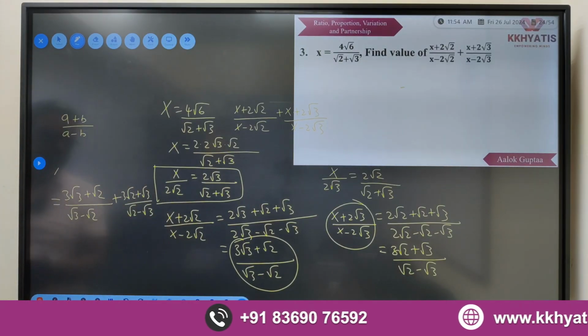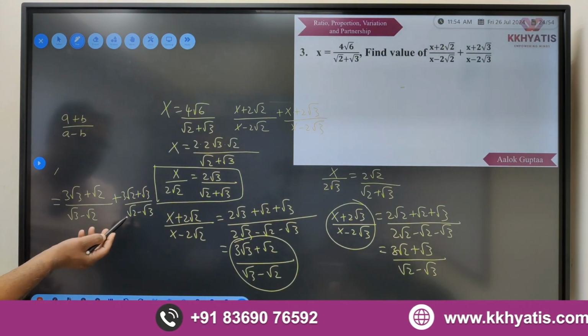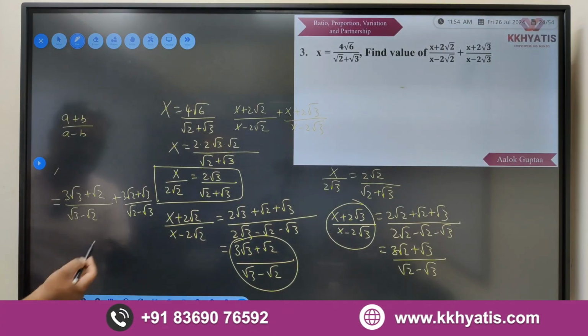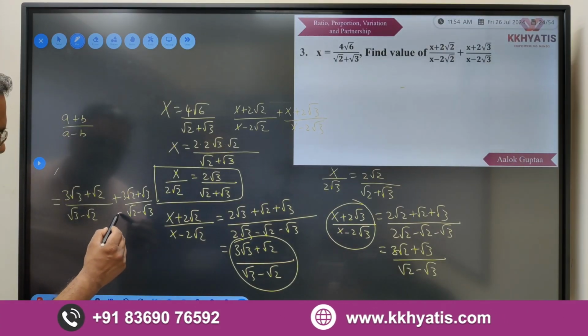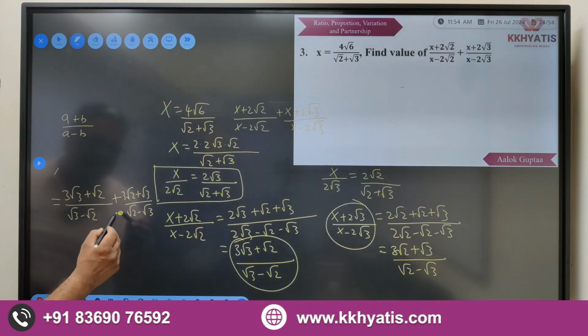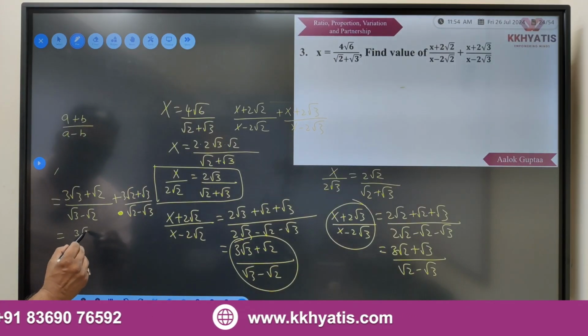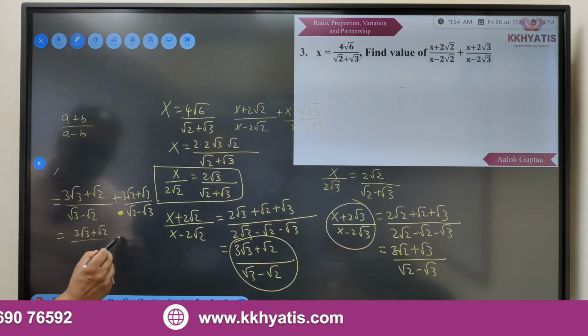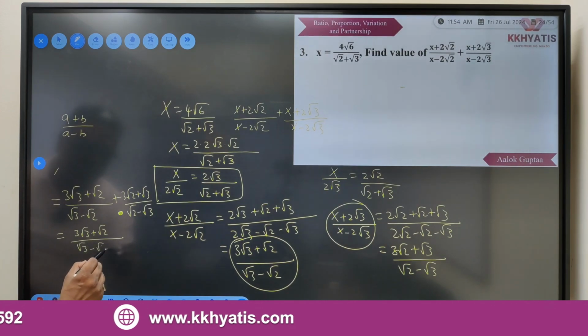Correct? So here I have root 3 minus root 2, I have root 2 minus root 3. So I will make them same. I will just take minus common here. So this I can write as 3 root 3 plus root 2 upon root 3 minus root 2.